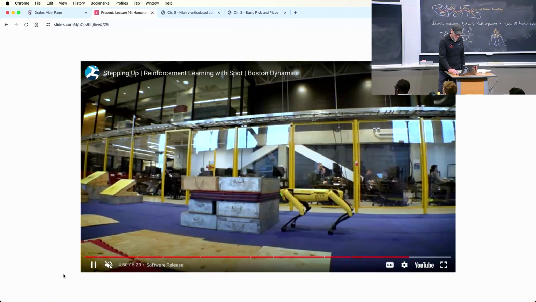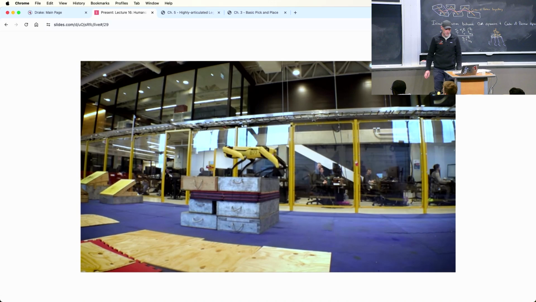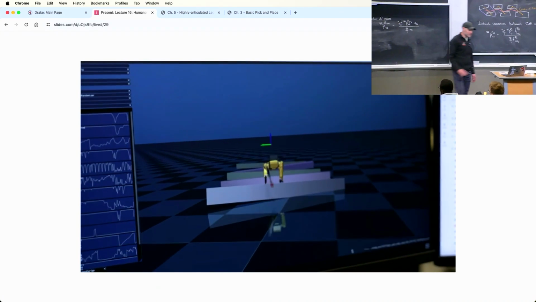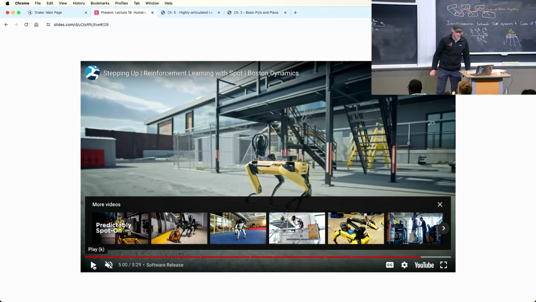And of course, Boston Dynamics announced one the other day where they could do similar things. I think they've actually released this on Spot 4.0. I haven't actually seen it happen on my robot yet, but yeah, pretty amazing stuff.